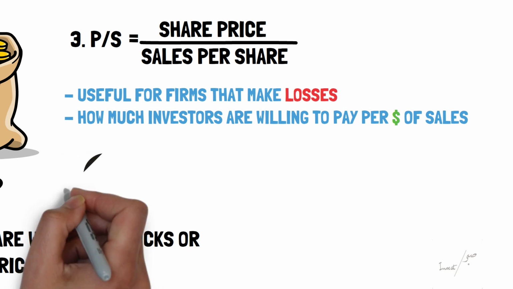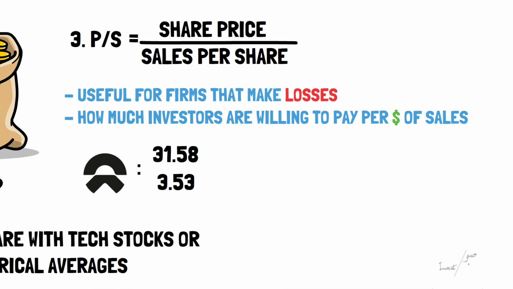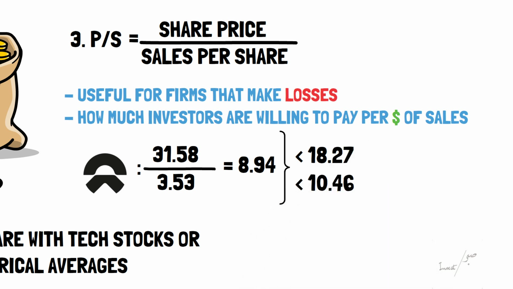We can calculate it for NIO by taking the stock price and dividing it by the sales per share, and we get 8.94. Comparing it to its peers, which is 18.27, and its 5-year average 10.46, we can say that NIO is undervalued on a price to sales basis.